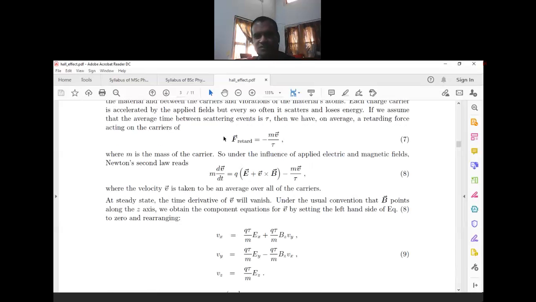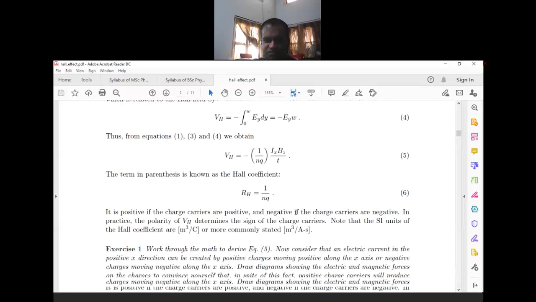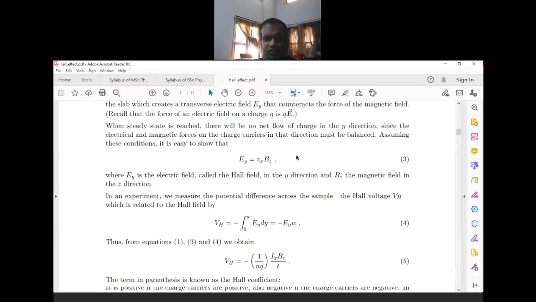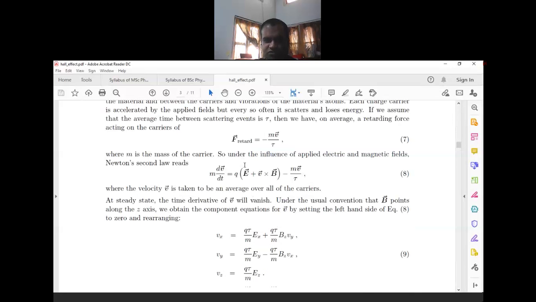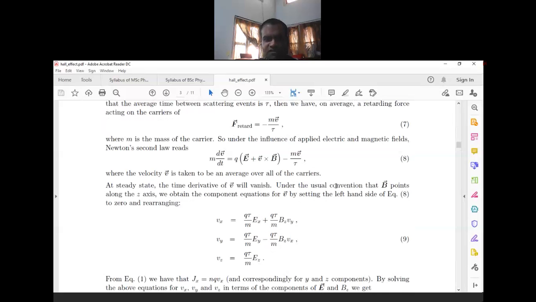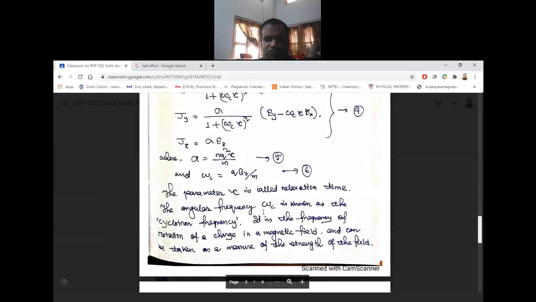And from here, Hall effect in metal and semiconductor, I hope you are able to see this. This retarding force equation is actually equation 7. I did not include this part because it is more quantitative, and you don't need the quantitative description. So I directly consider this retarding force equation to be equation 1. So here they are correct in the note.